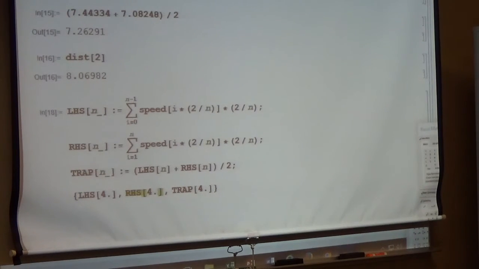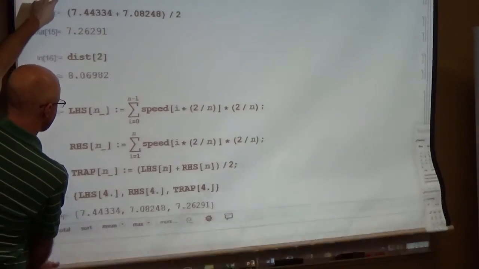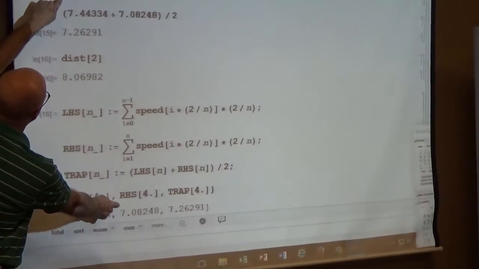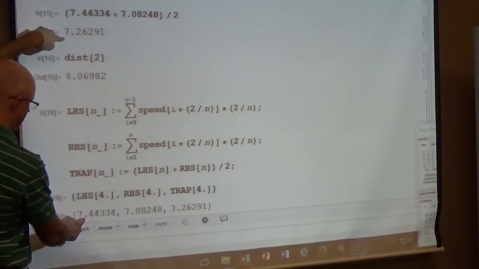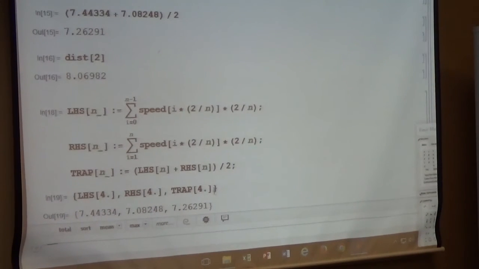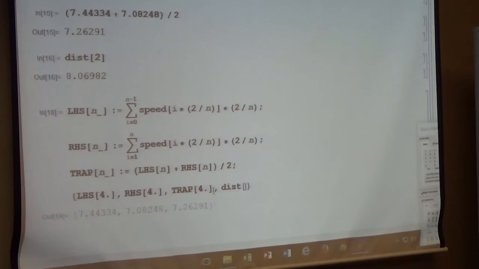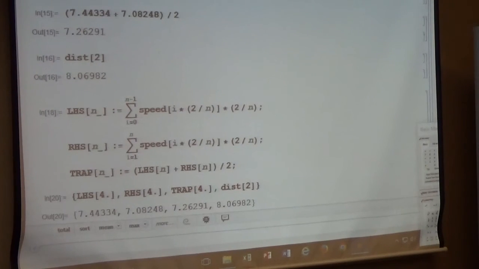I'm putting the decimals in to make sure I get numerical approximations. Were those the same answers we got before? It looks like it, yeah. 7.08248, that matches the right-hand sum there. 7.26291, that's the trapezoid sum. And the left-hand one was this. And remember, the more precise answer was the distance of 2. I don't need a decimal for that one because I'm doing NIntegrate. It automatically gives it as a decimal.